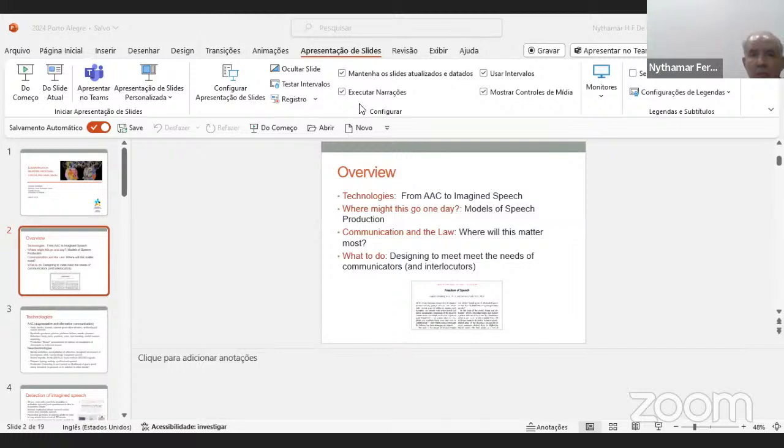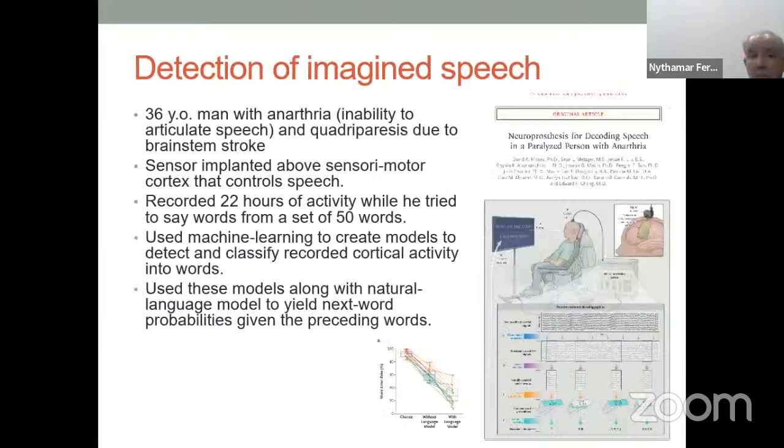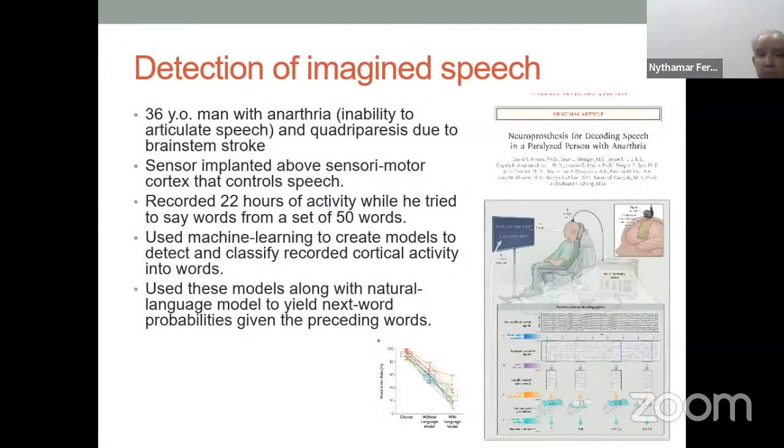So that's a lot of data, 22 hours. And machine learning was then set to the job of figuring out what each phoneme, what the representation of his vocal tract looked like as he imagined. He's not speaking here, he's imagining speech. And using this model, they then used a natural language model to try to estimate probabilities of each word based on the one that came before. And it wasn't too bad. Obviously, this is early days, but all things start a little bit rough like this and improve. So pretty exciting, I would say, for people who are completely locked in and unable to communicate at all with their environment.